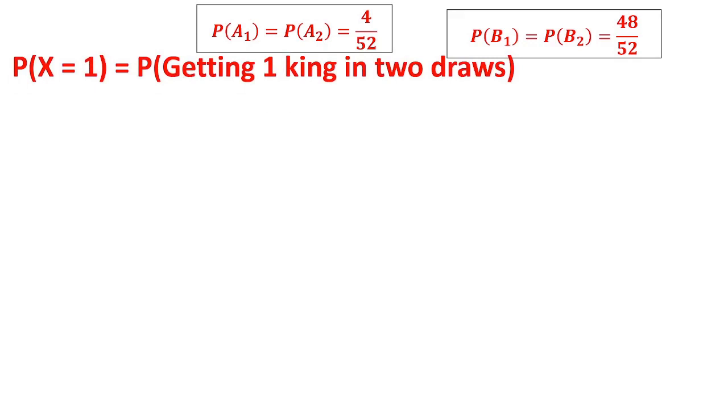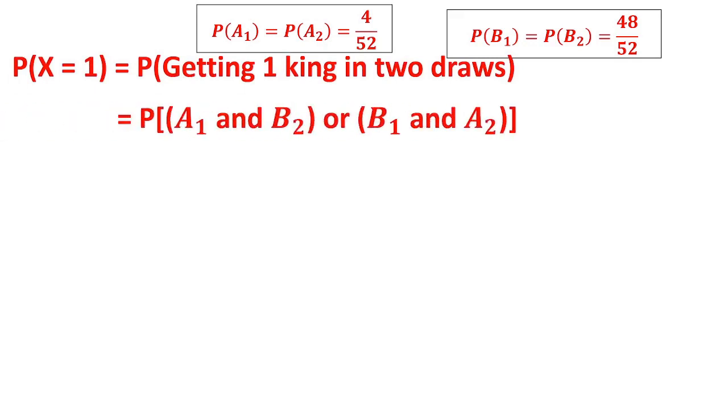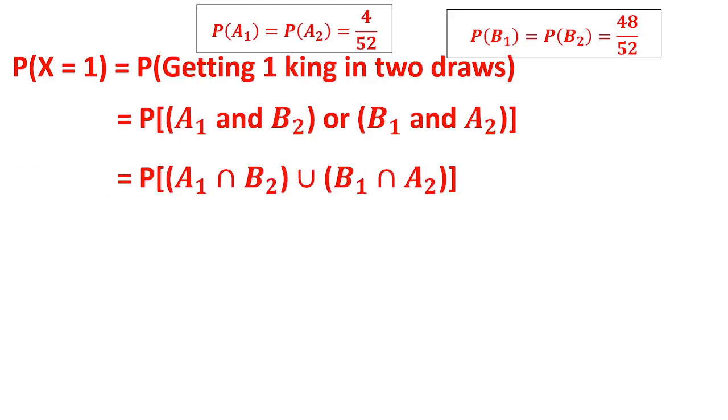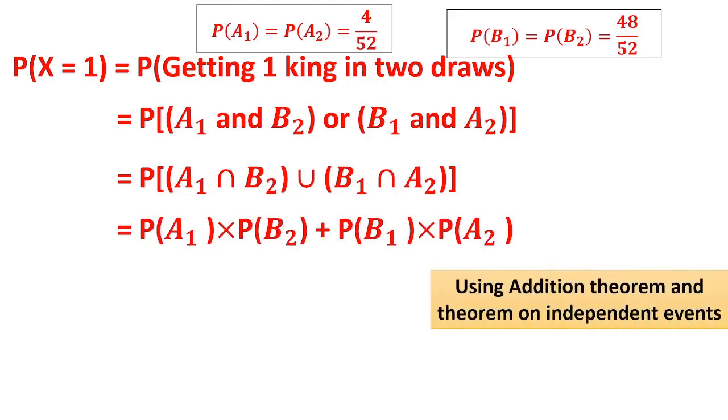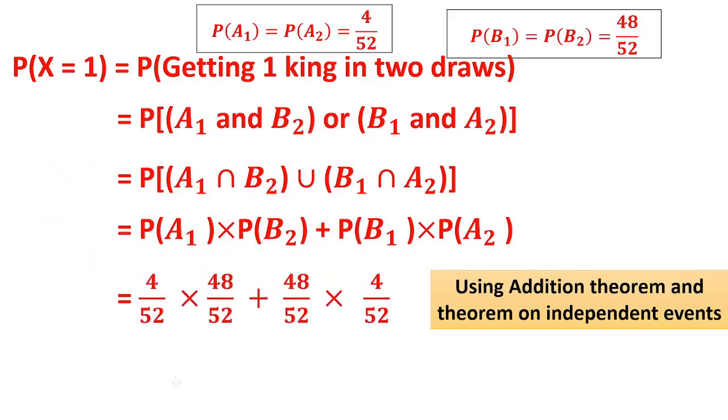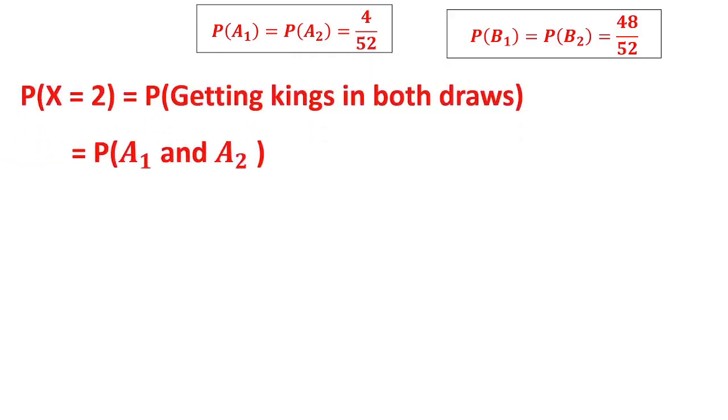Let us move on to the second one, that is finding the probability of getting one king. What is the meaning of it? King and non-king, or non-king and king. Over here OR is coming, therefore union, and AND is coming, therefore intersection. Wherever union comes, plus; wherever intersection comes, multiplication, because they are independent events. Using the addition theorem and the theorem on independent events, all the numbers are ready with you. Substitute them, it is 24 by 169.